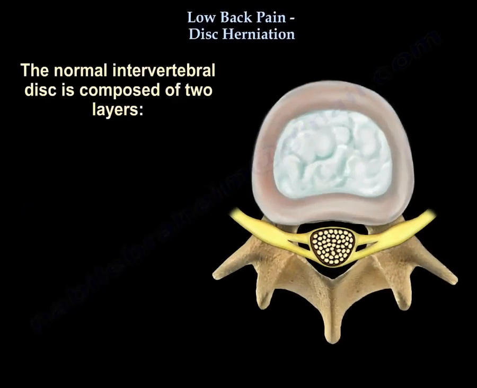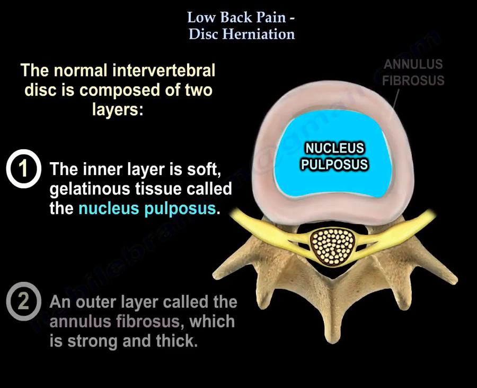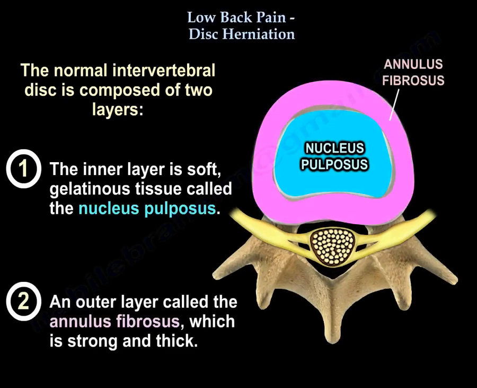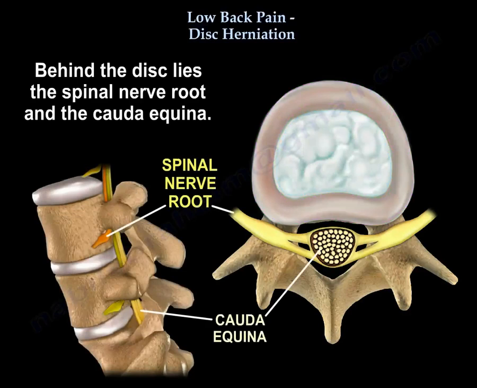The normal disc is composed of 2 layers. The inner layer is soft gelatinous tissue called the nucleus pulposus, and the outer layer is called the annulus fibrosus, which is strong and thick. Behind the disc lies the spinal nerve root and the cauda equina.